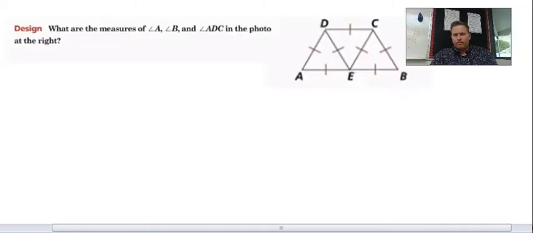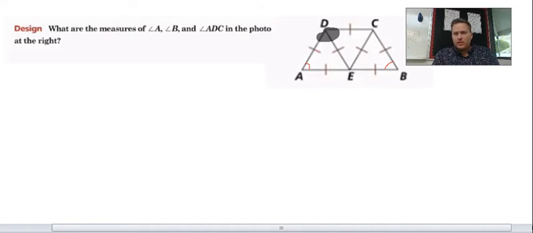Okay. All right. So my last problem right here, it says, what are the measures of angle A, angle B, and angle ADC with this picture right here? Okay. So I want to find these three angles. So I'm trying to find angle A, that angle right there. I'm trying to find this angle right up here, and let's do a little highlighter. I'm trying to find this angle right there.